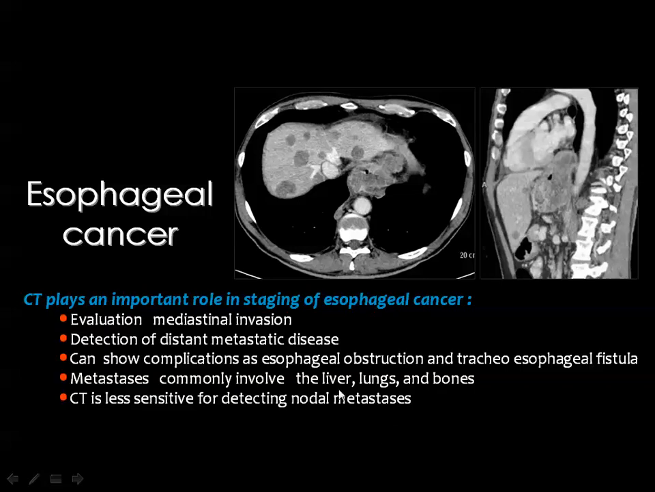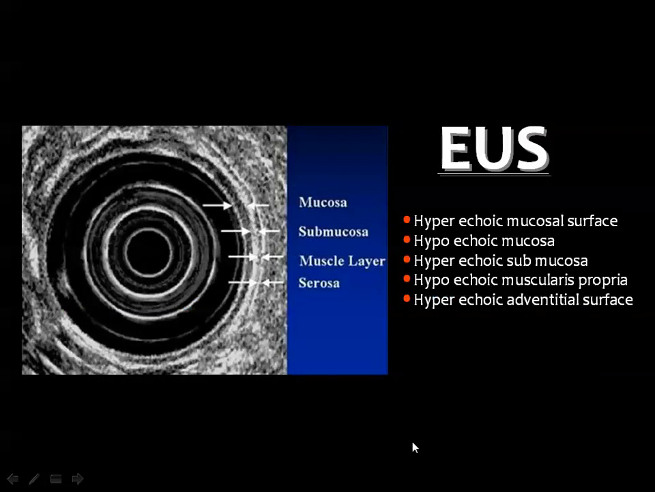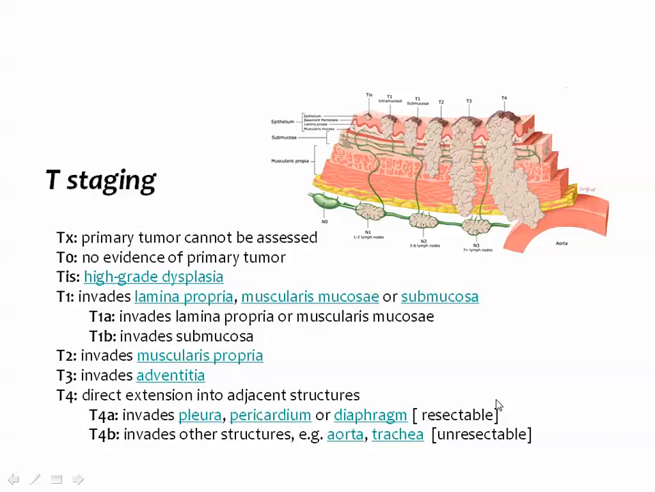Metastases commonly go to the liver, but may go to the lung and bones. And CT, of course, as also MRI, are somewhat less sensitive for detection of the lymph nodes. Endoscopic ultrasound has its major advantage in showing the esophageal wall in detail, including the hyperechoic mucosal surface, then the hypoechoic mucosa itself, then the hyperechoic submucosa, then the hypoechoic muscularis propria, and finally the adventitia, which is also hyperechoic.